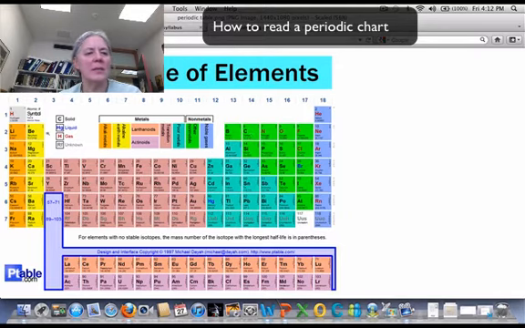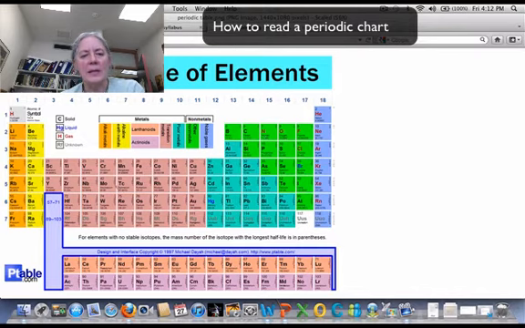You notice each of the elements has a symbol. H is for hydrogen, Li is for lithium, Na is for sodium. That's a little interesting one. If we go over here, carbon is C, nitrogen is N, oxygen is O. So most of them are pretty straightforward.